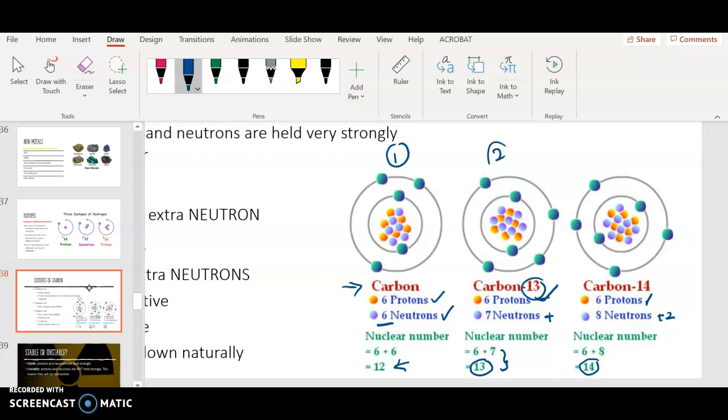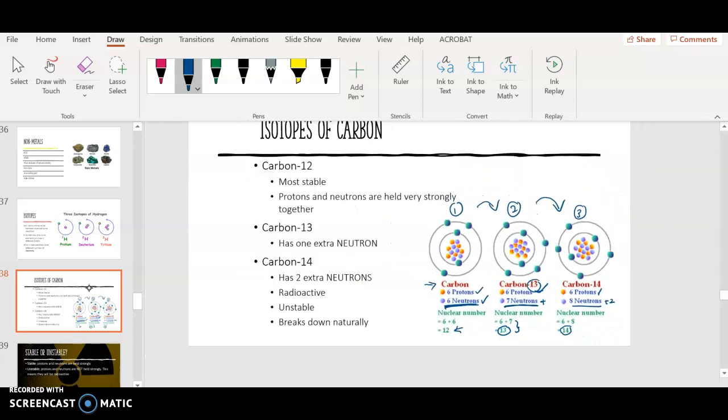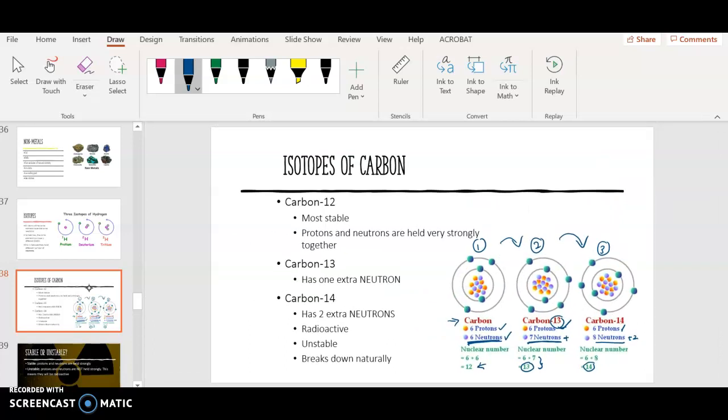These three elements, it is still carbon. However, these are isotopes of each other. What that means is it is the same element, but they are different because of the number of neutrons. So the original one has 6, the next one has 7, and the other one has 8. It's still carbon, but because the number of neutrons are different, they are known as isotopes of carbon.